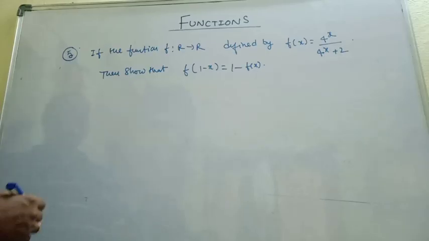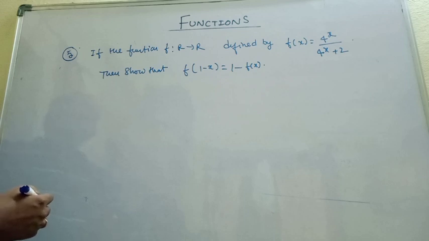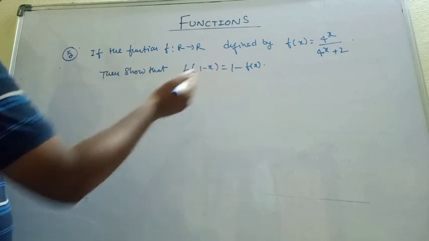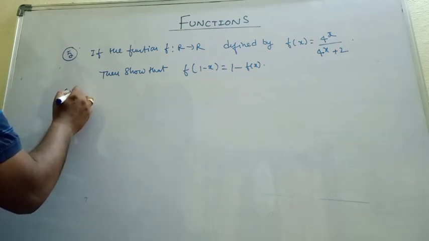Now see my dear students, we have the fifth problem. If the function f is a function from real numbers to real numbers defined by f of x is equal to 4 power x by 4 power x plus 2, then show that f of 1 minus x is equal to 1 minus f of x, right. How will we do this solution part?